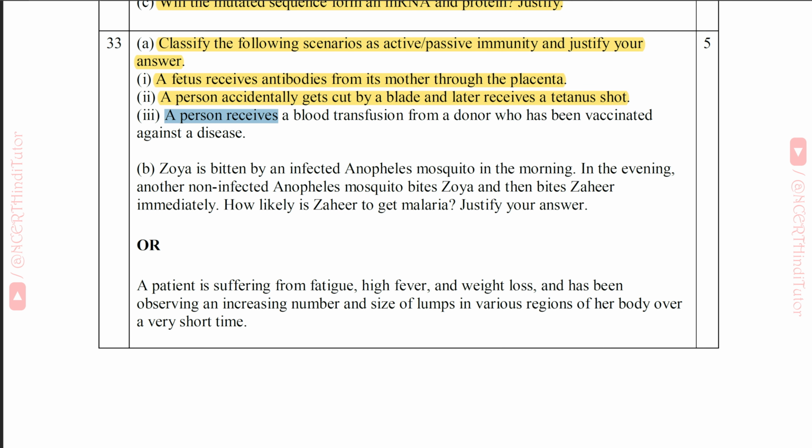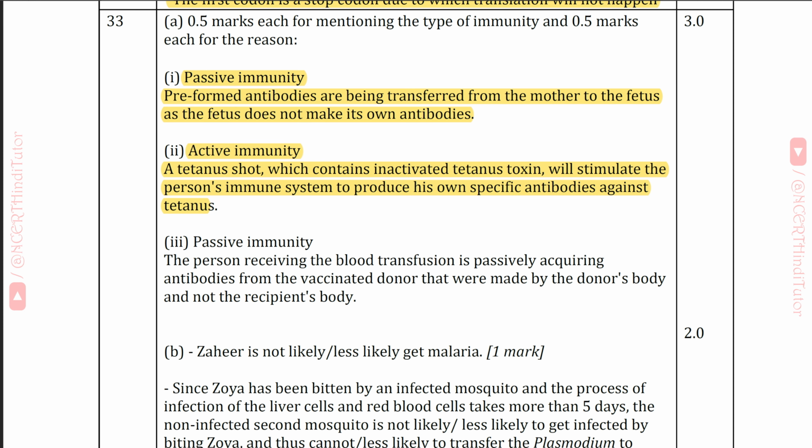Third, a person receives a blood transfusion from a donor who has been vaccinated against a disease. Answer. Passive immunity. The person receiving the blood transfusion is passively acquiring antibodies from the vaccinated donor that were made by the donor's body and not the recipient's body.